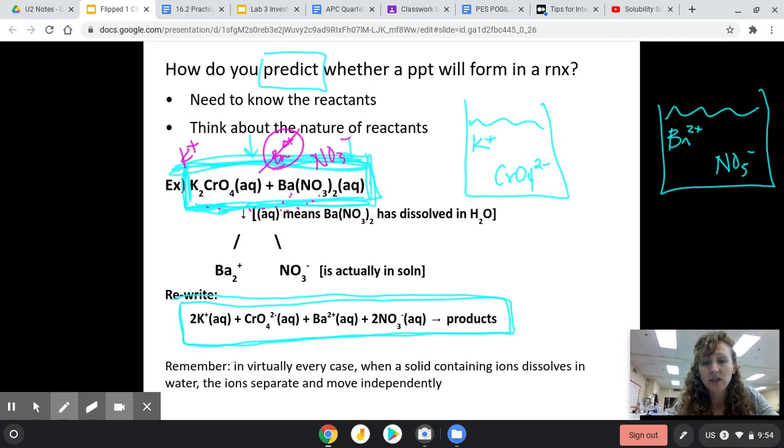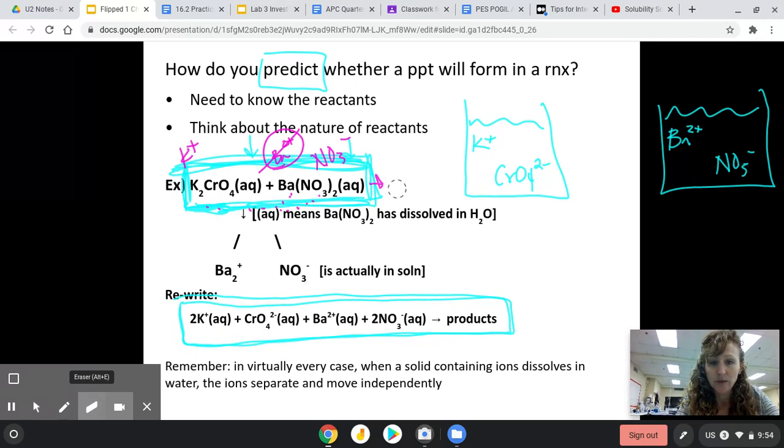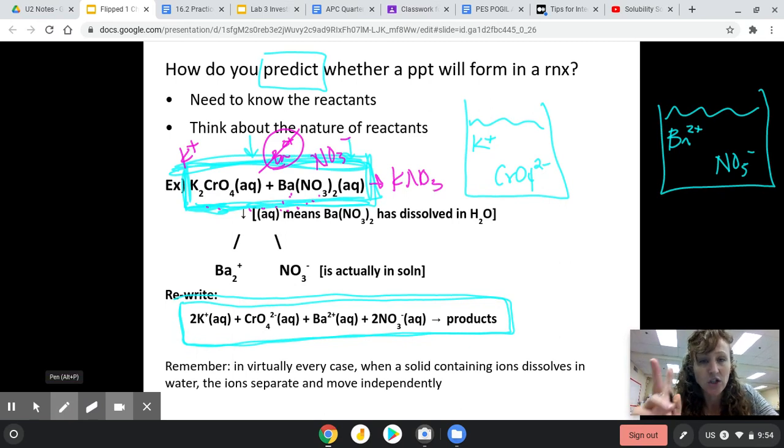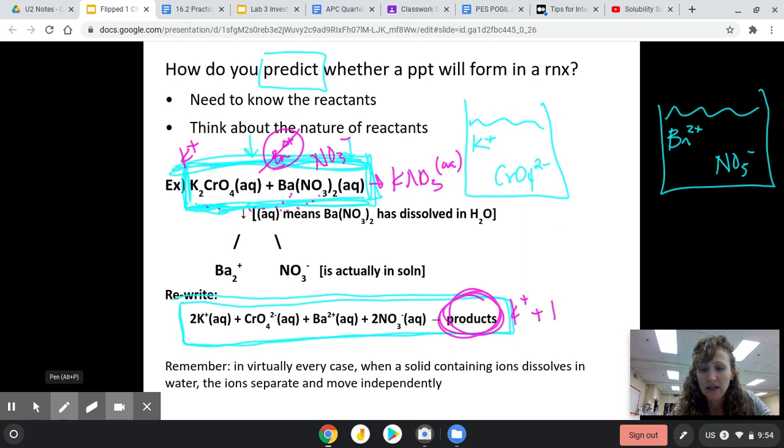So one of the products you're going to get could be written as, we're going to write the positive first, KNO3. I'm thinking about charges, I'm balancing those charges with my subscripts. But KNO3 contains potassium and nitrate, so this is going to be an aqueous compound. And in my products over here, if I'm writing what actually is present in solution, I would write K+ and NO3- separately, because they are going to stay as separate ions floating around, because it is a soluble salt.